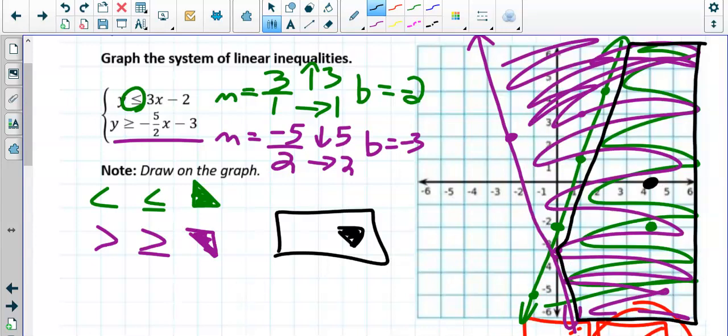I wasn't even looking where I was putting it. I was just putting a dot in the region. Okay? Any questions?